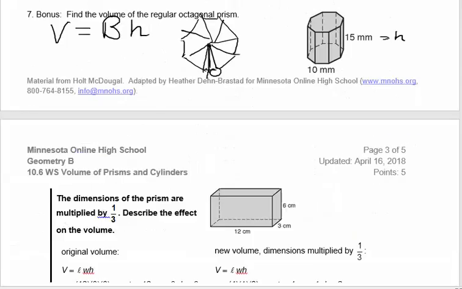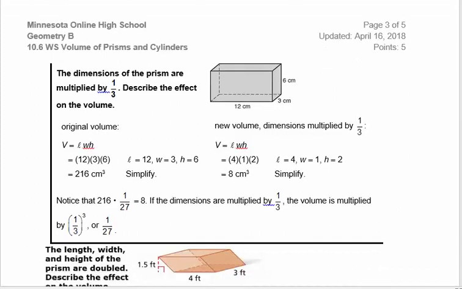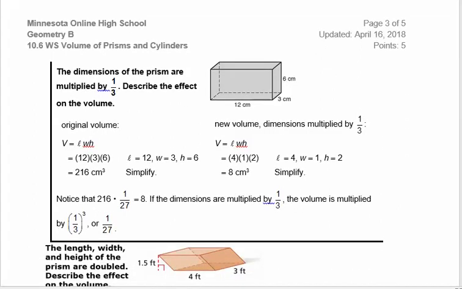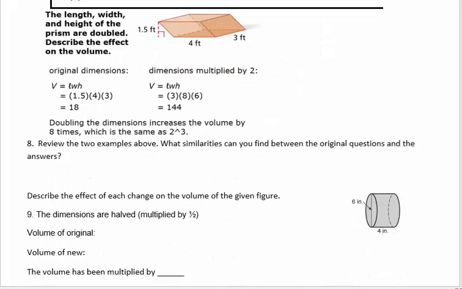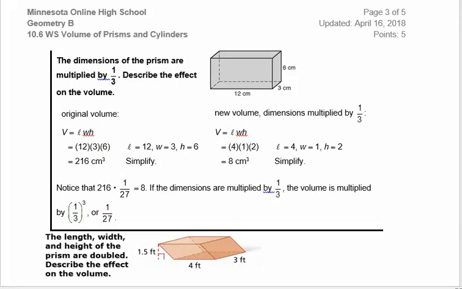All right, and then the next part of this is how does the volume change if you change all of the dimensions of a prism or of a cylinder. So there's 2 examples. There's this example here. The dimensions of the prism are multiplied by 1/3. So they solve the problem as is. This exact problem right there is 216 cubic centimeters. That's the volume. The new volume, when all the dimensions are multiplied by 1/3, or that's the same as divided by 3, would be 8.